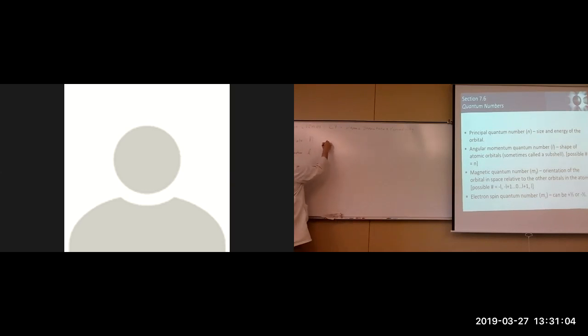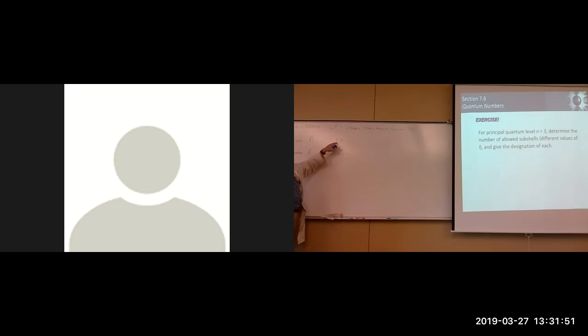So the N can be 1, 2, 3, 4, whole numbers. The L will take one of these, whatever the N happens to be, and it will be 0, 1, 2, up to N minus 1. So the number of possible L's that you can have in an N depends on what the N is. So if you have N equals 3, you can have 0, 1, and 2. Just 3 levels of L under level 3. If N is 2, then you can only have 0 and 1. If N is 1, then you can only have 0. That's it. You can have as many L levels as the value of your N is, starting with 0. Okay?